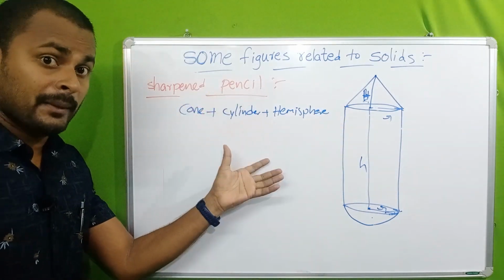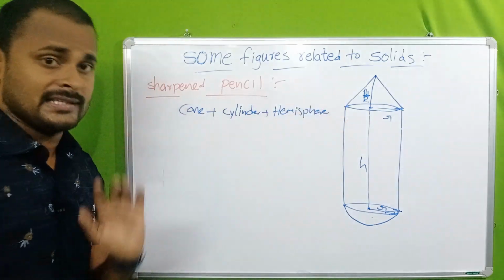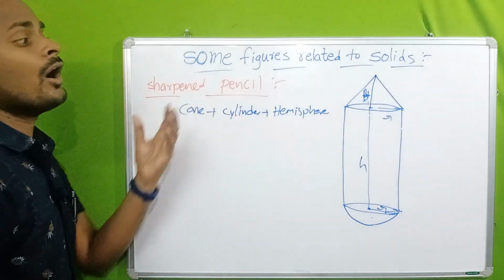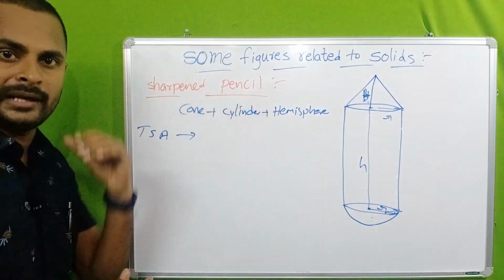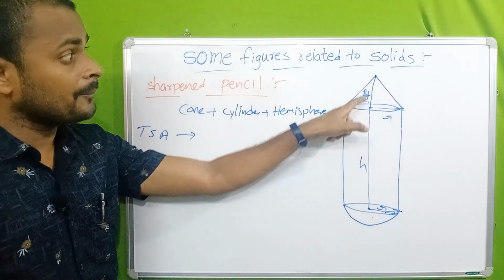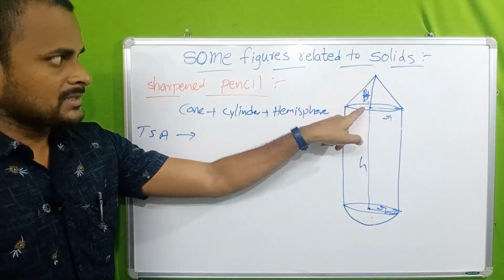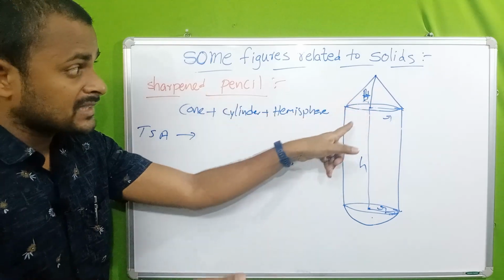A sharpened pencil is the combination of three shapes: cone, cylinder and hemisphere. When you ask the total surface area of a sharpened pencil, we have to observe that the base surface of the cone is linked with the top surface of the cylinder.